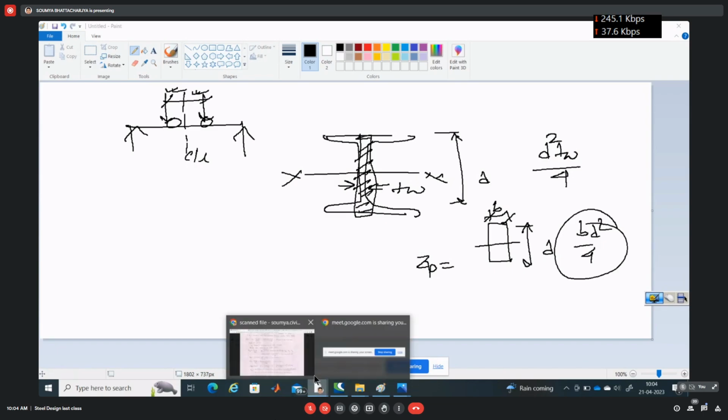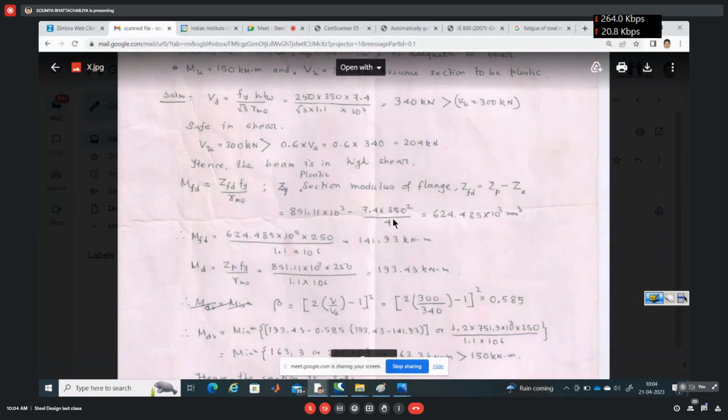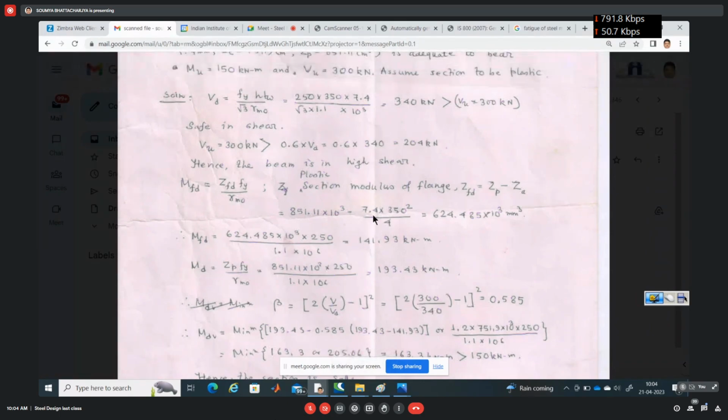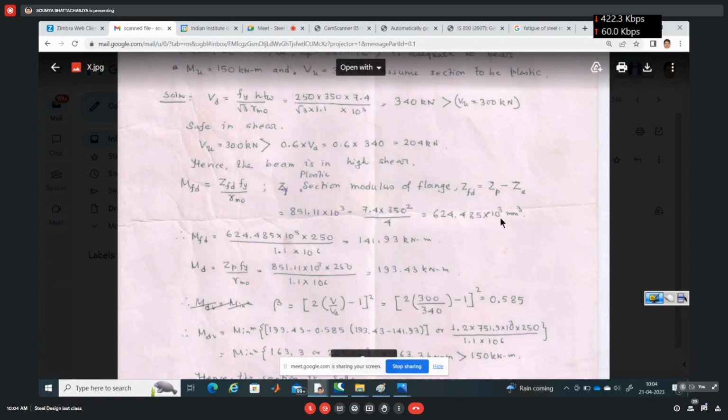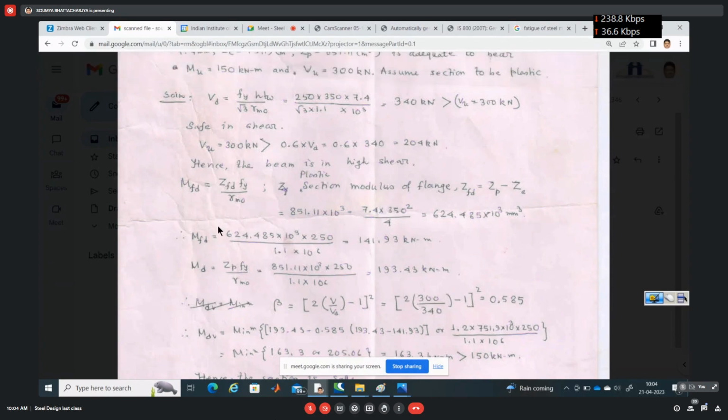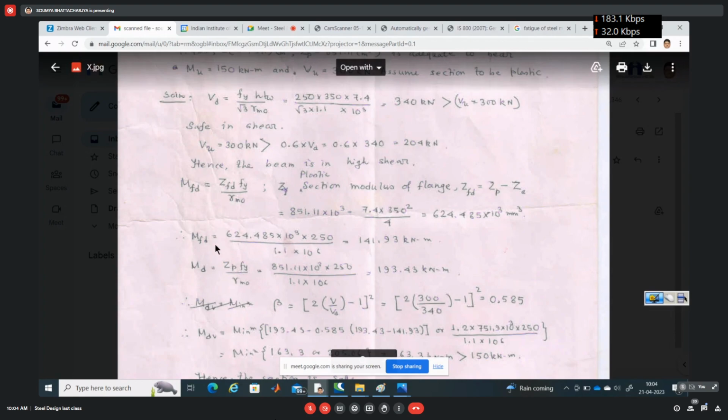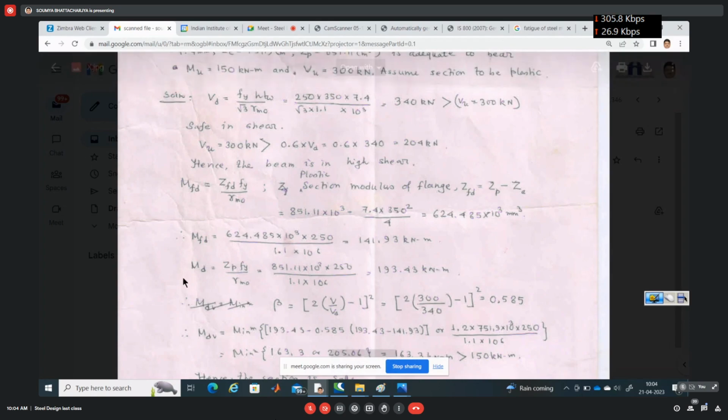So the same thing is done here. BD square by 4, thickness of web into depth square by 4. So total Zp minus Zp of web will give you the Zp of flange. Then the moment capacity of the flange is Zp of flange multiplied by Fy by gamma m0, which is 141.93. Then the overall moment capacity is this Zp overall into Fy by gamma m0.